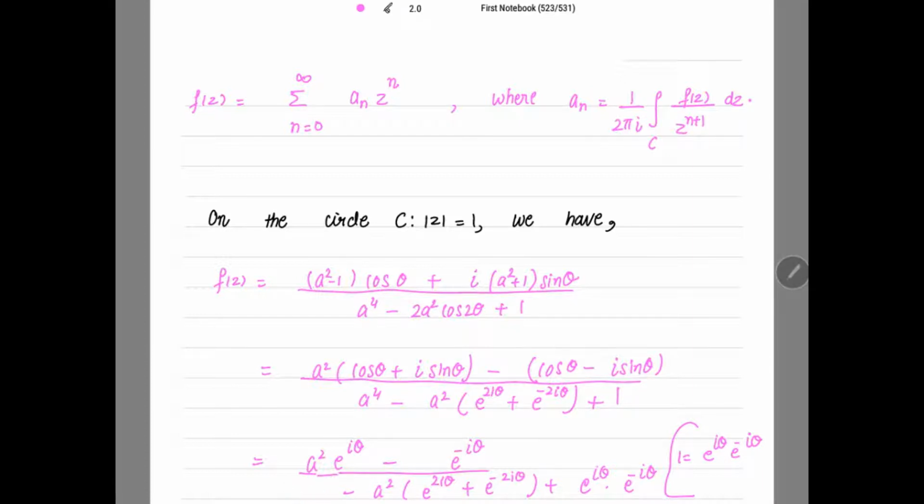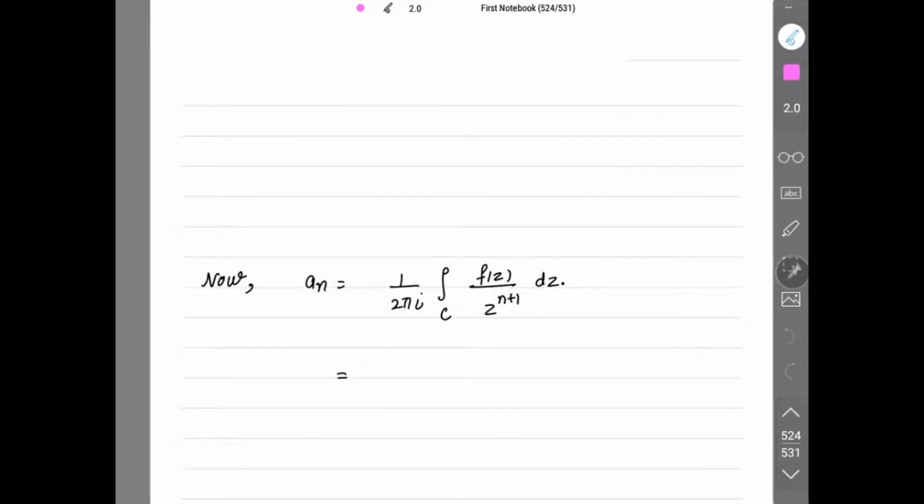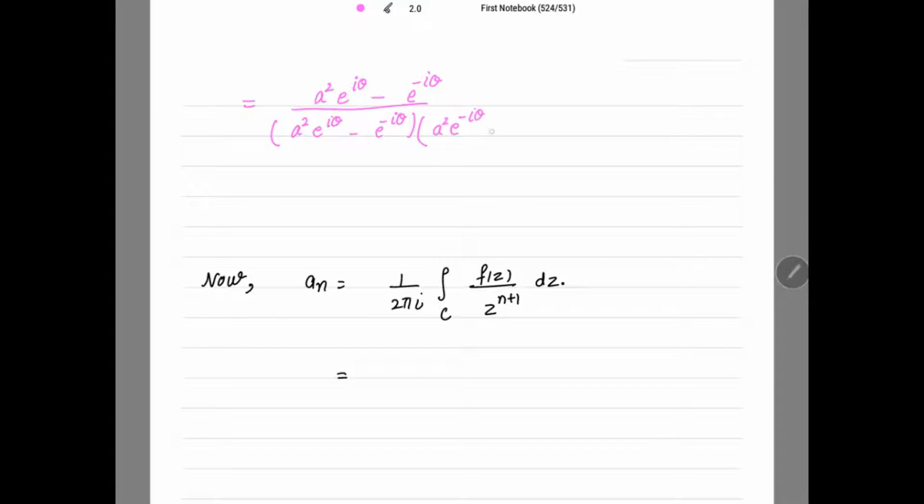So this a⁴, I can write a⁴ e^(iθ) e^(−iθ), so that I can get something common from the denominator and that will cancel out with the numerator. On taking common from the denominator, I get a² e^(iθ) minus e^(−iθ) in the numerator. On taking common, you can make the factors, and that comes out to be (a² e^(iθ) − e^(−iθ)) into (a² e^(−iθ) − e^(iθ)).